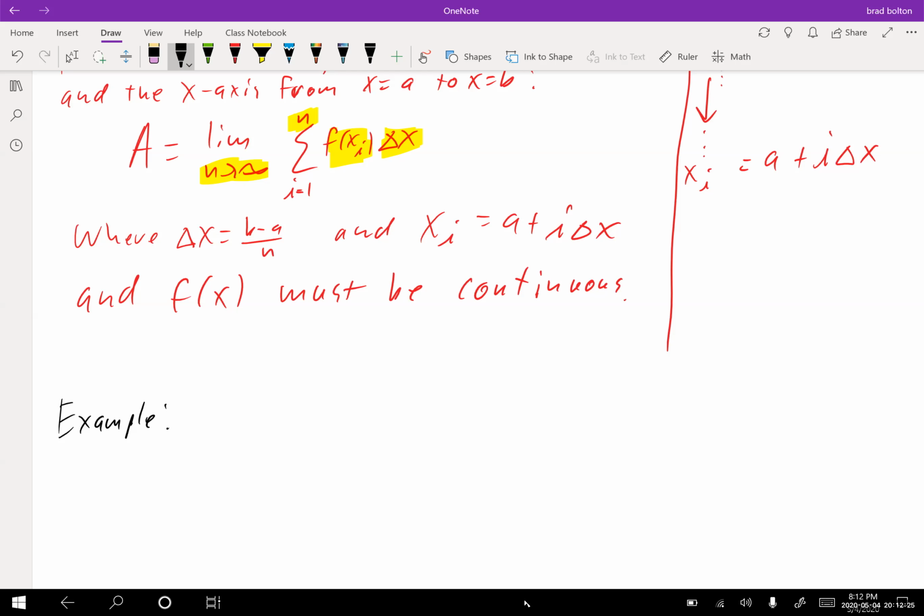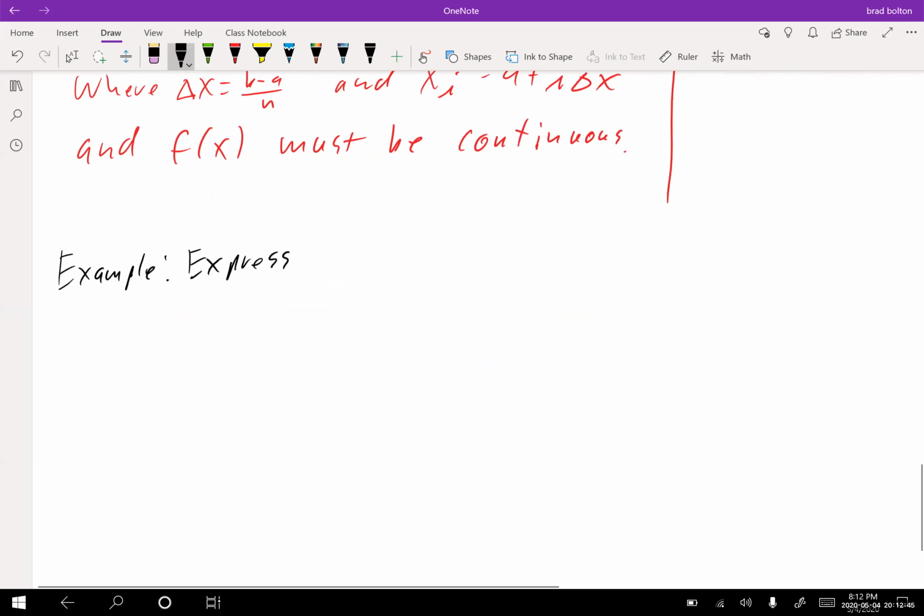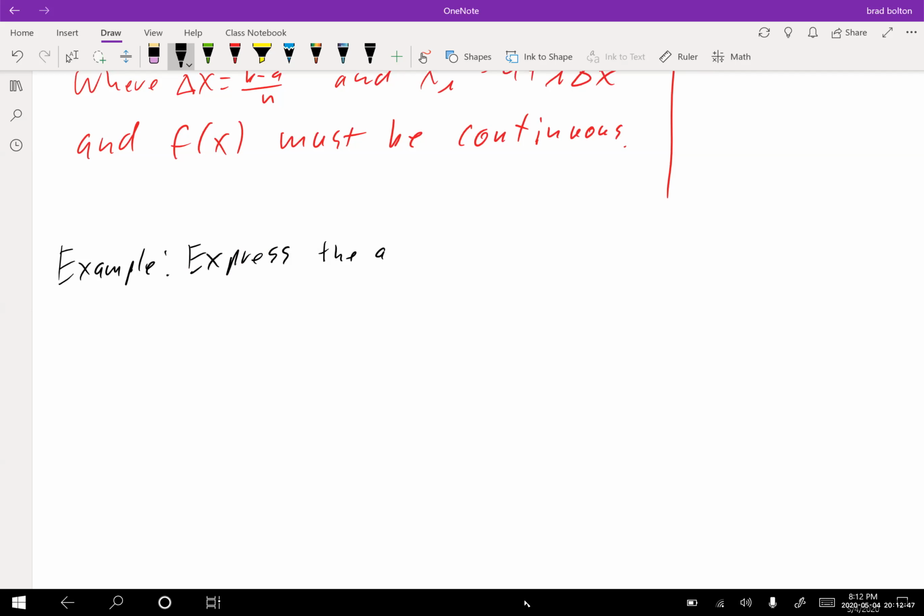It says express, by the way, this right here is the limit of the Riemann sum at infinity, okay? So the summation is called the Riemann sum, and we're taking that limit at infinity, and that's going to give us something special, okay?